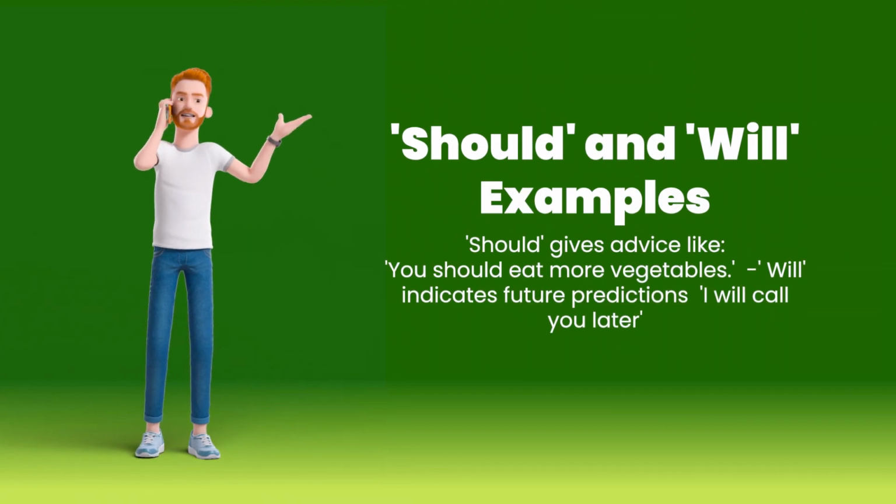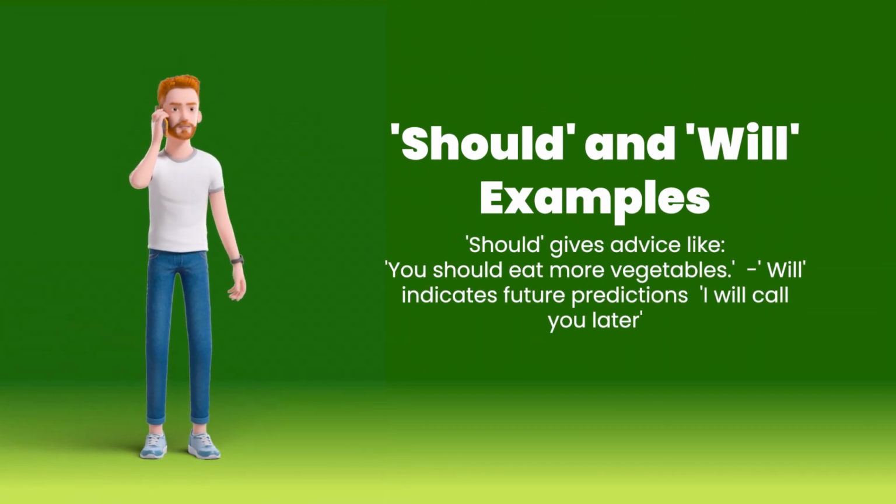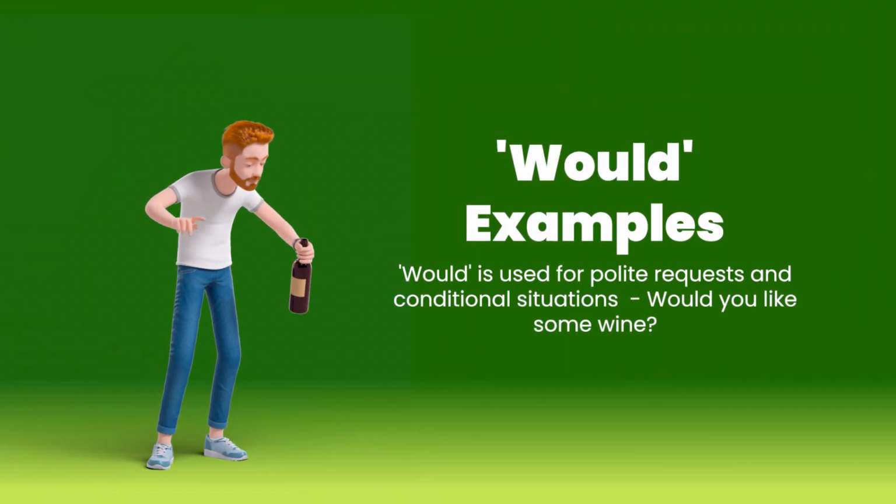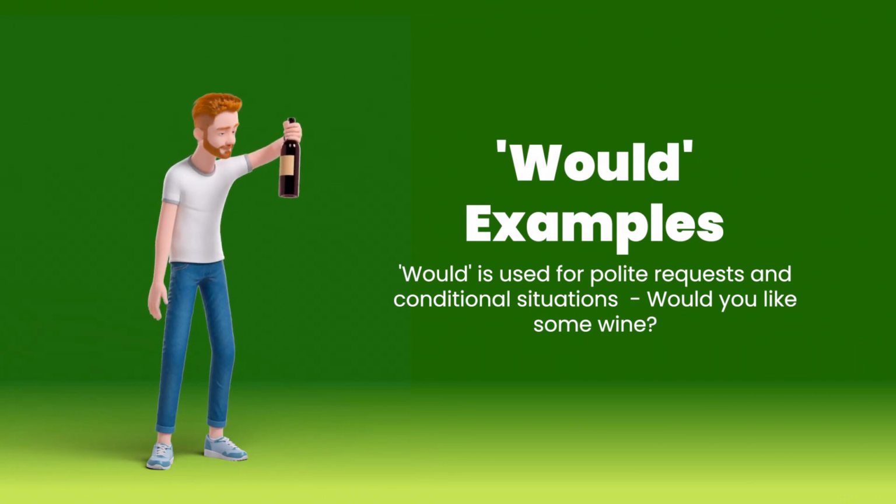Should gives advice, like "You should eat more vegetables." Will indicates future predictions, e.g., "I will call you later." Would is used for polite requests and conditional situations. Example: "Would you like some wine?"